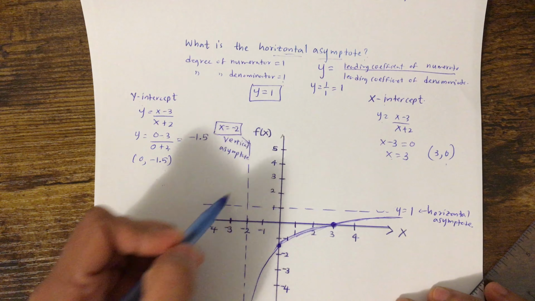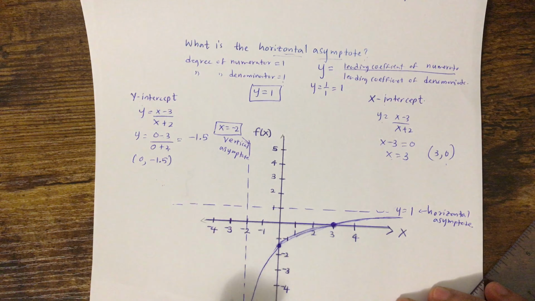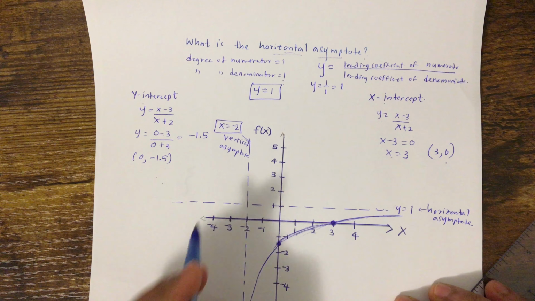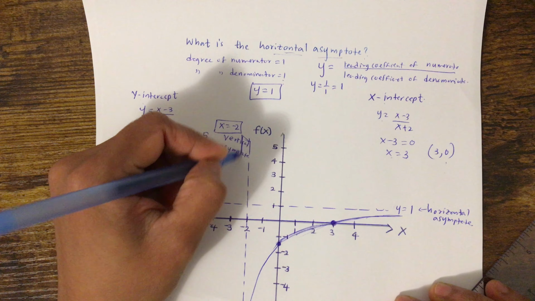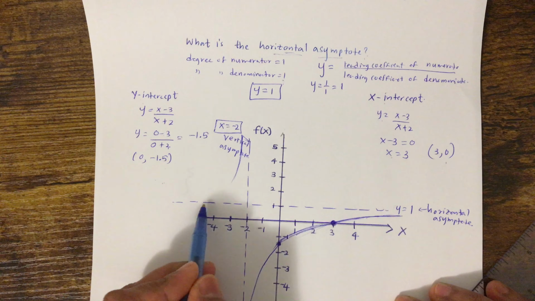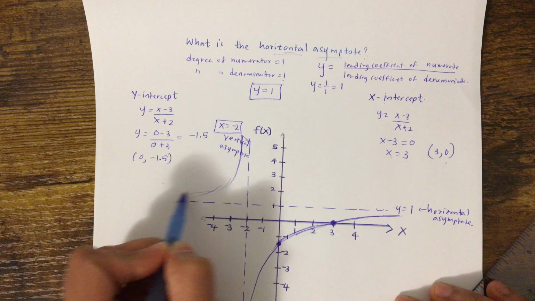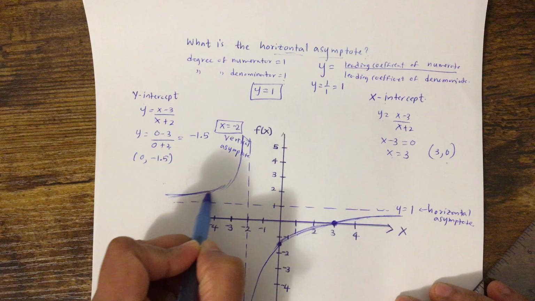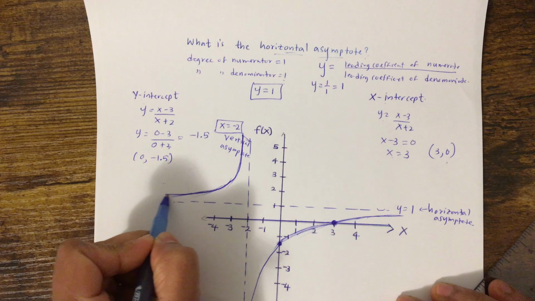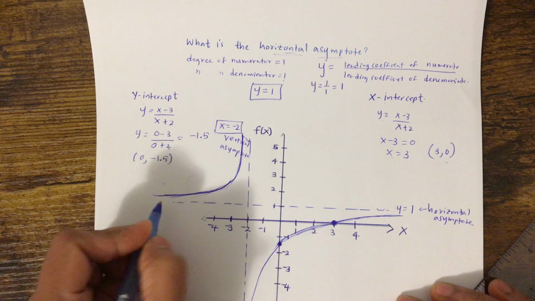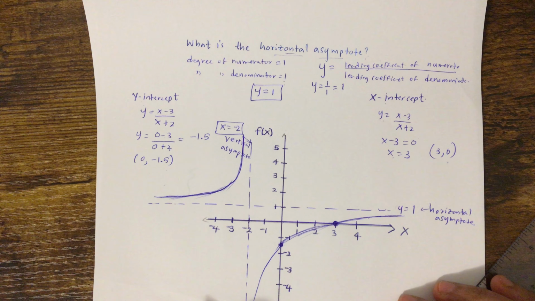Now you have to look at this side. Since this side goes to negative infinity, then this side goes to positive infinity. So your graph should be like this, and here horizontal, so it should be like this. It goes up here and comes down to the horizontal line, right? Okay, so this is the graph of the rational function (x minus 3) divided by (x plus 2).